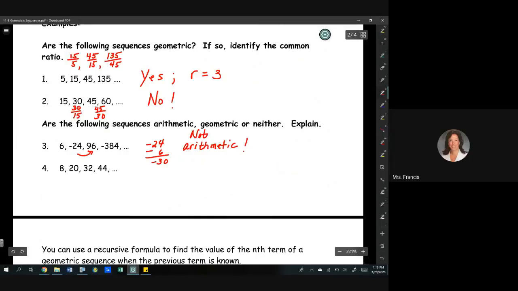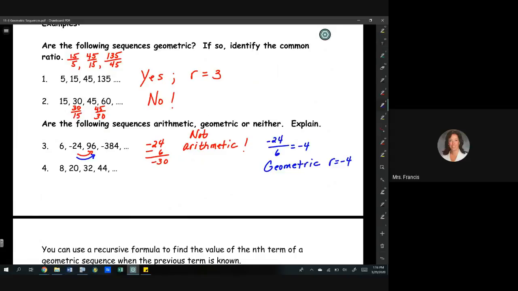All right, now let me look at the common ratio. The common ratio would be negative 24 divided by 6. That gives me negative 4, right? Well, am I multiplying by negative 4 to get to the next term? Yes, I am. Negative 4 times negative 24 is 96. So this is geometric. And the ratio is equal to negative 4.